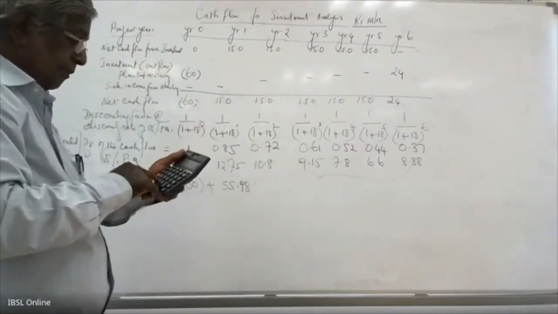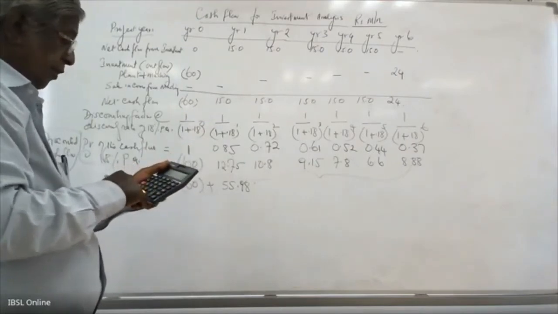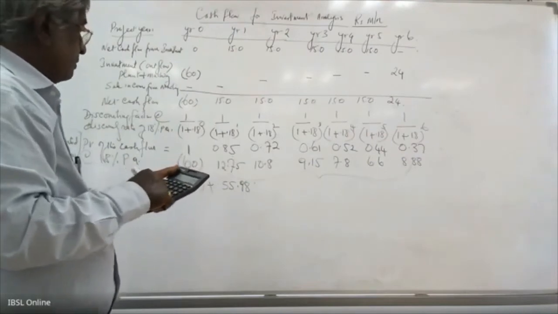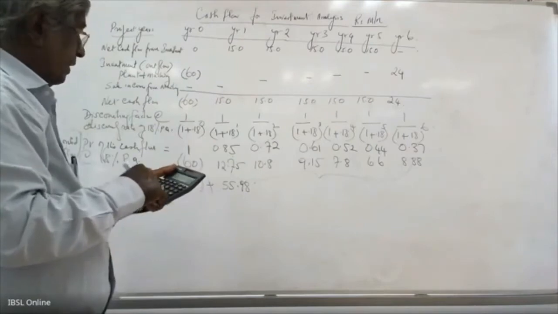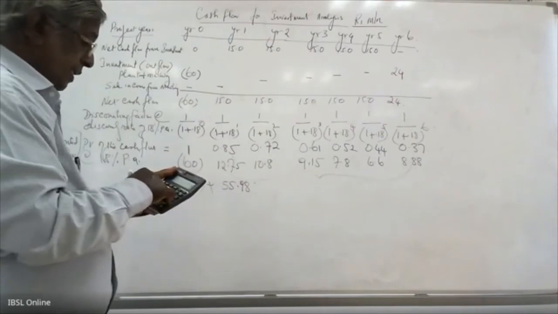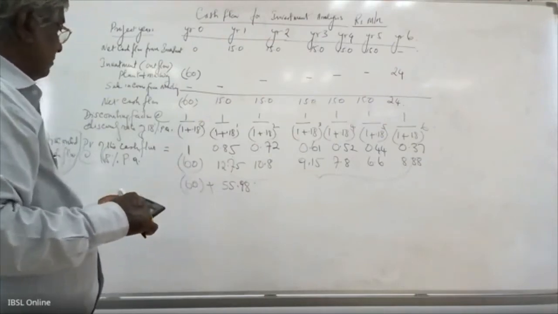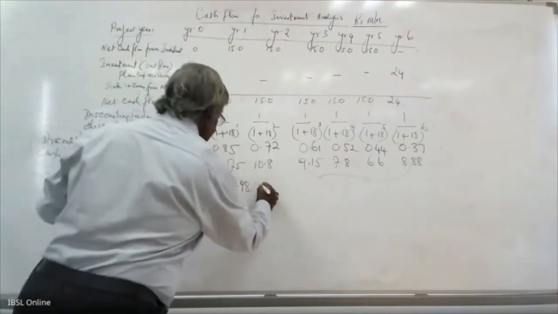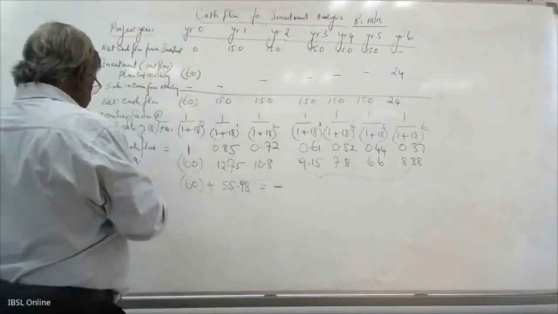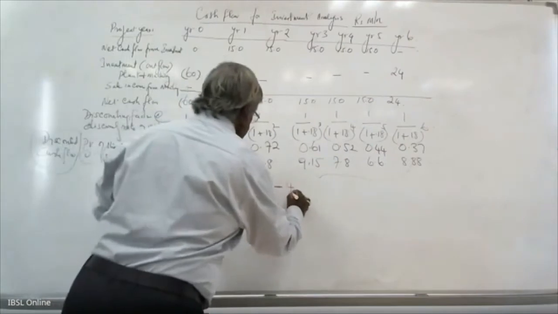Once again, I total here: 12.75 plus 10.8 plus 9.15 plus 7.8 plus 6.6 plus 8.88. That is 55.98. What is happening? What is the answer? Minus 4.02.